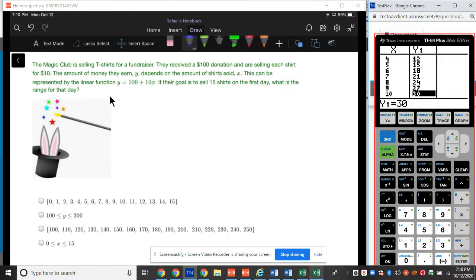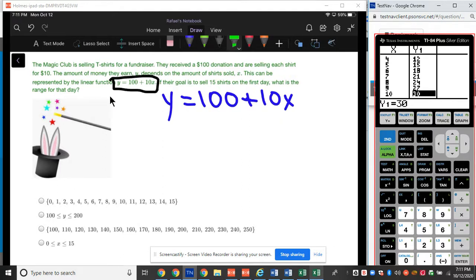All right, let's go back and circle, box, or underline our important information. Right here we have our equation, y equals 100 plus 10x. I recommend you always rewrite it nice and big in your own handwriting. Some other important information: we always want to know what x represents. And in this case, let me use a yellow highlighter. X represents the amount of shirts sold. Okay, X is the amount of shirts sold.